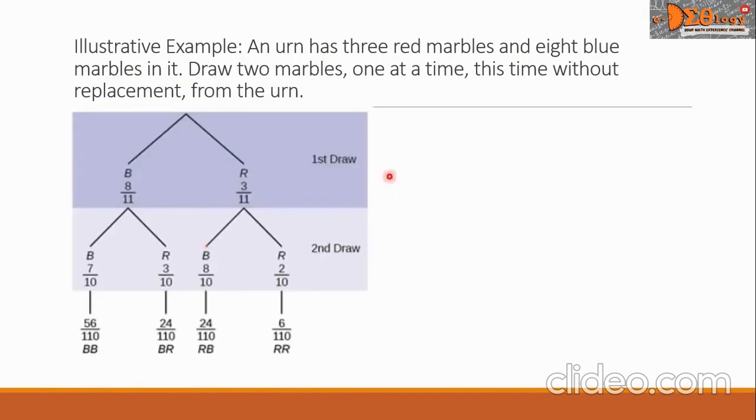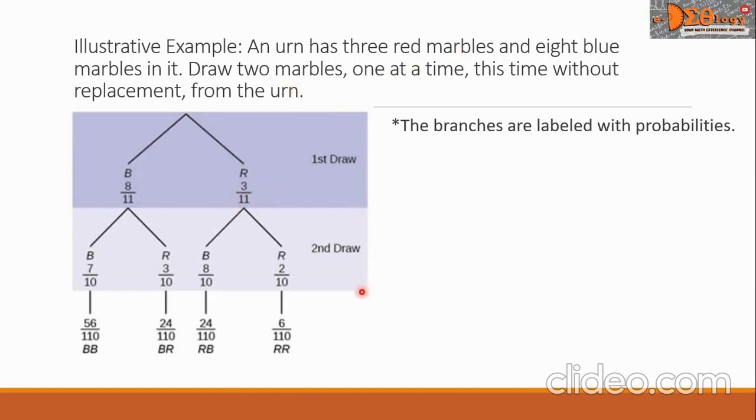Here is the example of our tree diagram. We can see here that the branches are labeled with probabilities. This first level is the first draw of marble. The first branch here represents the probability of taking a blue marble. We can see here this is 8/11. There are 8 blue marbles in the urn and a total of 11 marbles in it. The second branch represents the probability of taking a red marble. There are 3 red marbles in the urn, so this is 3/11. Again, that 11 is the total marbles in the urn.